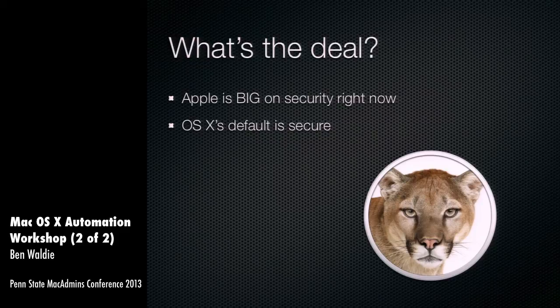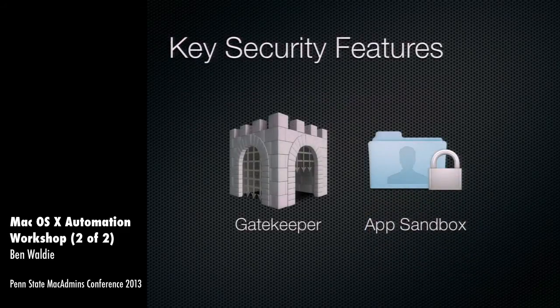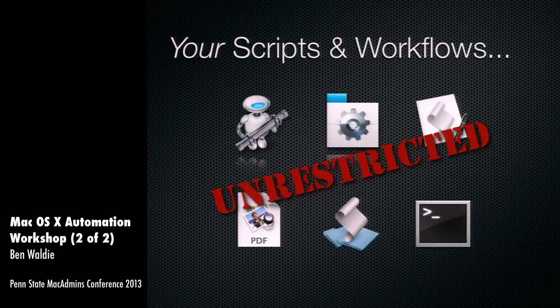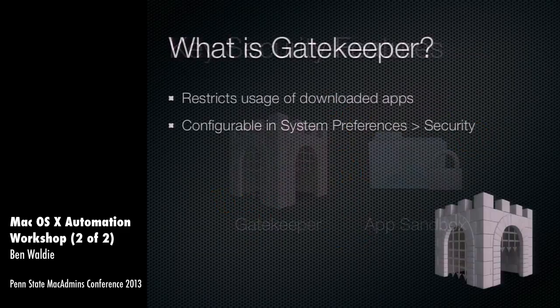Automation and security. Apple's big on security right now. OS X's default is secure. There are two key security features that impact automation in OS X Mountain Lion: Gatekeeper and App Sandbox. First of all, if you are writing scripts and workflows for yourself, they pretty much run unrestricted. So you're not really going to run into problems with them. It's if you're going to distribute them to other people that you may run into some limitations.